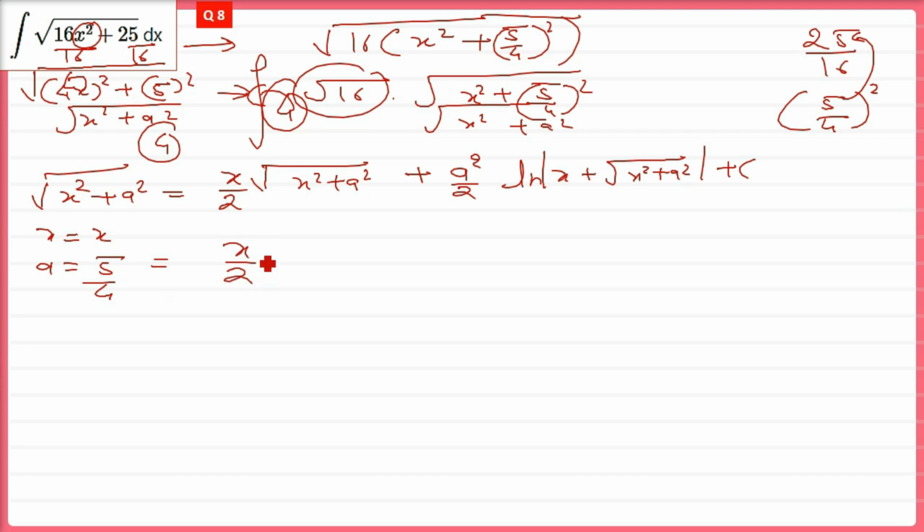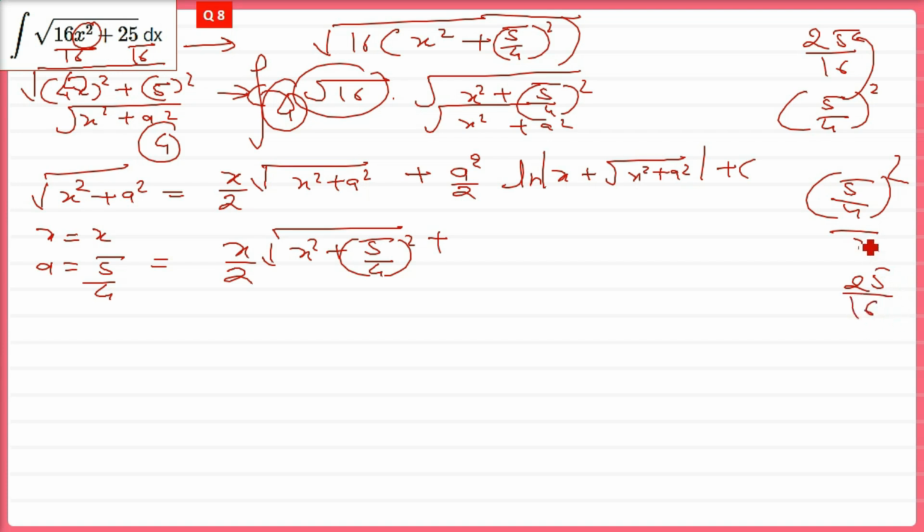I am putting this in the formula of integration of under root x square plus a square dx. x by 2 under root x square plus a square, let's write it just like that. x square, a is 5 by 4 whole square for us, plus a square by 2. What is a square? 5 by 4 whole square divided by 2, so 25 by 16, and there is a 2 also.